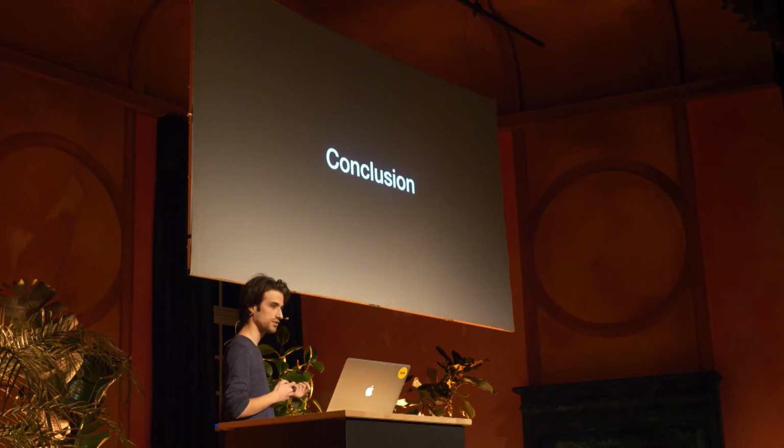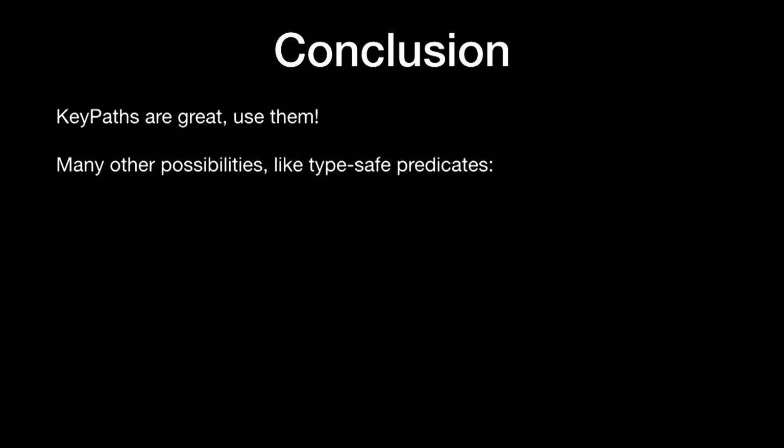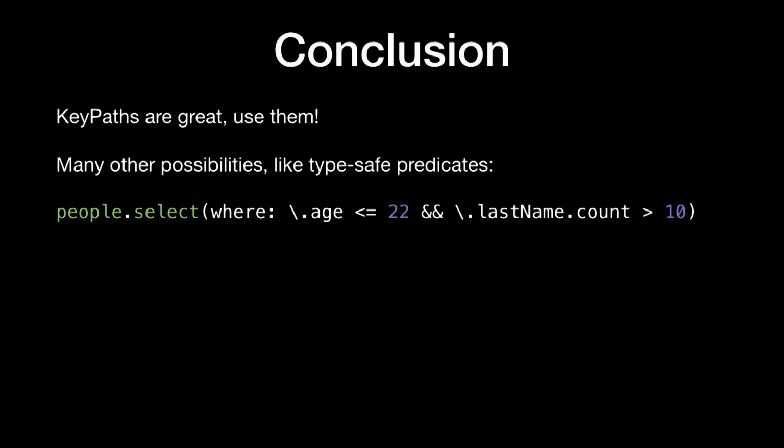So this is a lightning talk, so this is the end of the talk. I've only been able to show you the tip of the iceberg, but I want you to take away from this talk that KeyPaths are great, they are underused, but you should use them. You can have many other possibilities. For instance, with KeyPaths you can build type-safe predicates that perform the same job as NSPredicate, but with a type-safe approach. So it looks like this syntax.